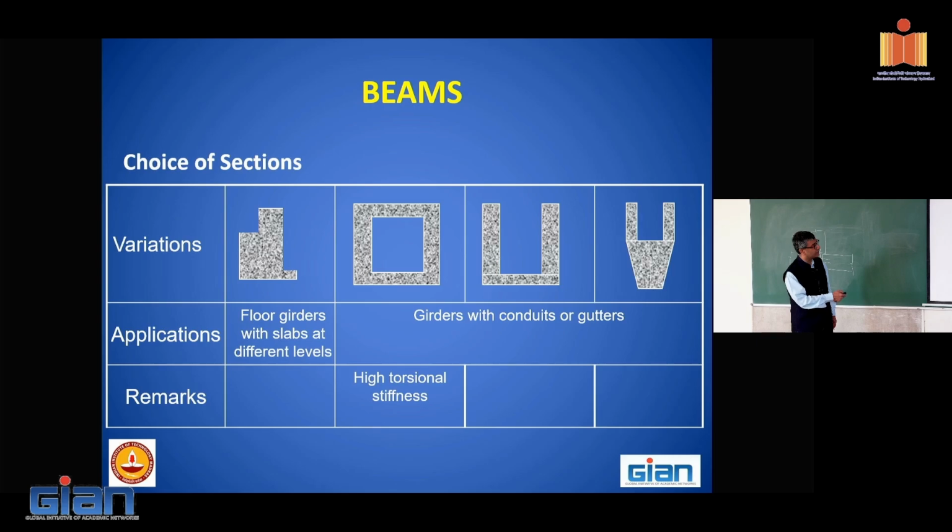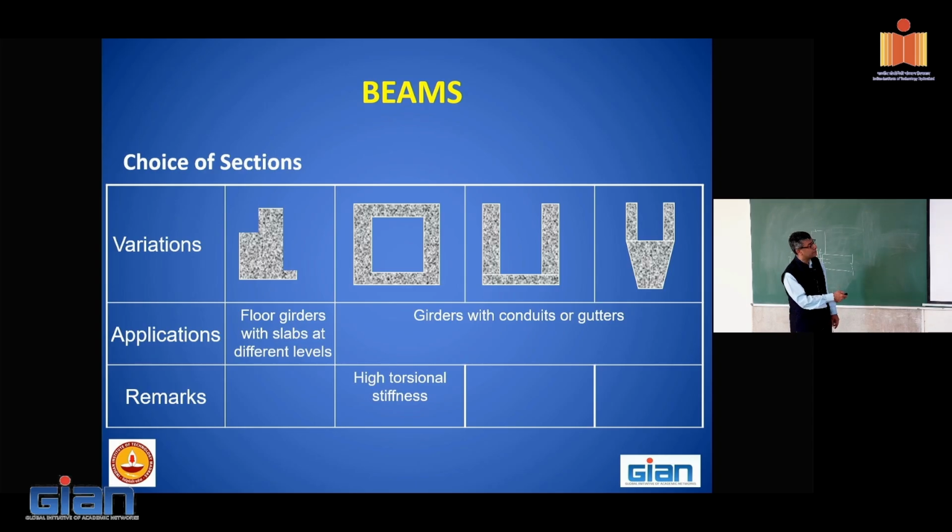Further variants, you can have somewhat like this, asymmetrical. Today in the morning I said that we are assuming symmetrical, but there can be cases which are asymmetrical. Section with a void, this is for passing the air conditioning ducts. Or trough girders. This is for roof, where to have proper drainage. Or somewhat, this is just a variant of this.